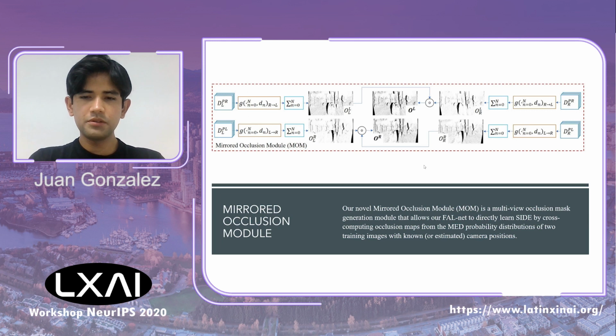Our mirror occlusion module, or MOM, is a multi-view occlusion mask generator module that allows our FileNet to directly learn single image depth estimation by cross-computing occlusion maps from the MET probability distributions of two training images with known or estimated camera positions. For more mathematical details, you can refer to our paper.